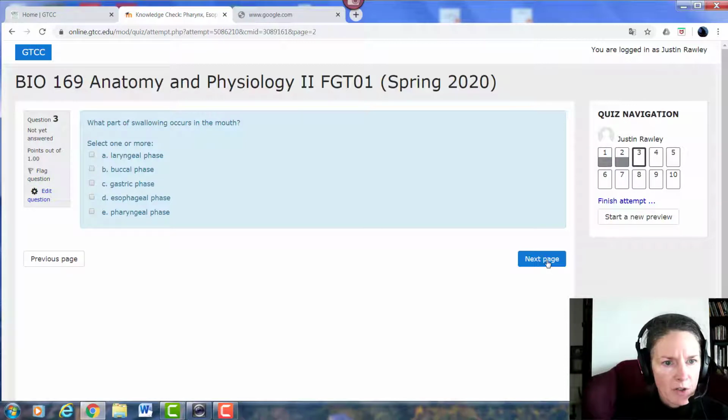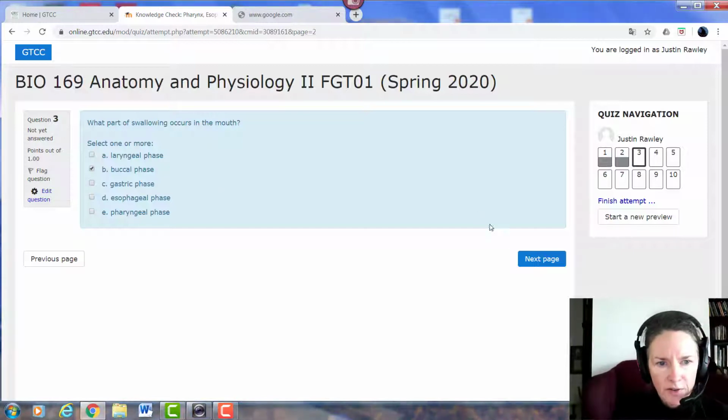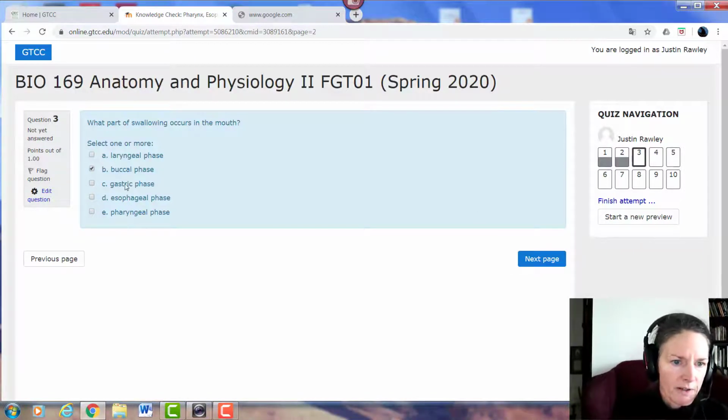What part of swallowing occurs in the mouth? Well, that would be the buccal phase, buccal meaning cheek. The laryngeal phase, the larynx, is this part, so then the esophageal phase will be when it's in the esophagus. Actually, this is the pharyngeal phase, not the laryngeal phase. So we have a buccal phase, a pharyngeal phase, which is in the throat, and an esophageal phase. All these others are sort of just made-up terms.